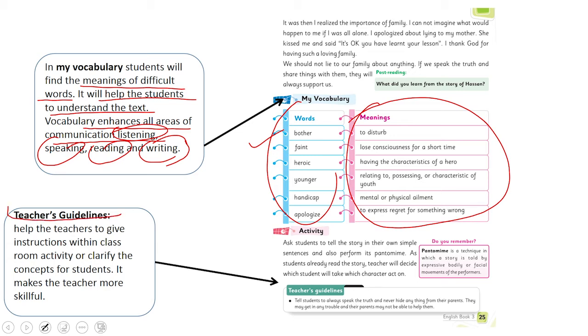Teacher guidelines help the teacher to give instructions within a classroom activity or clarify the concept for students. It makes the teacher more skillful.